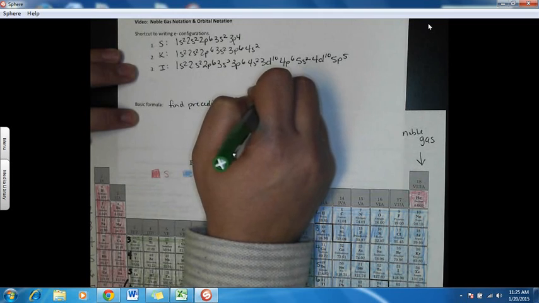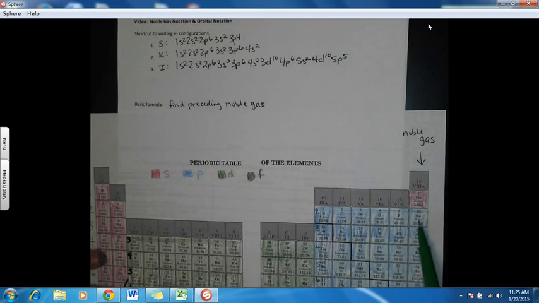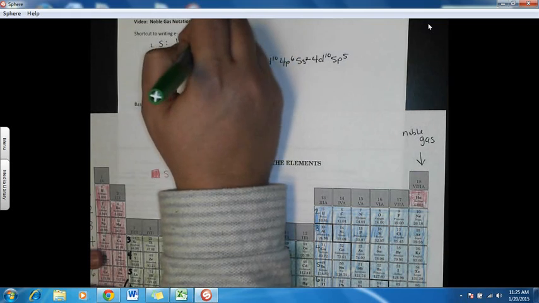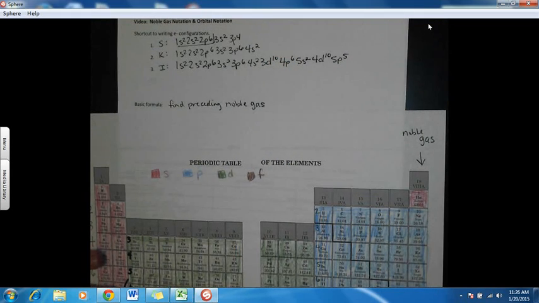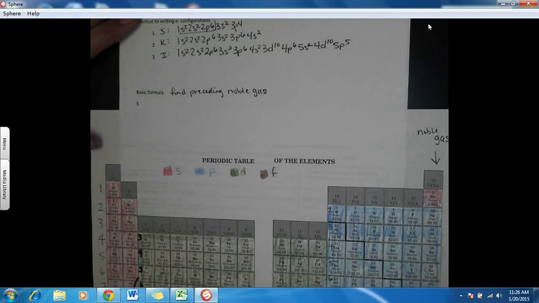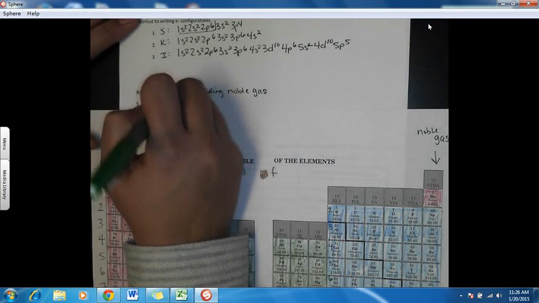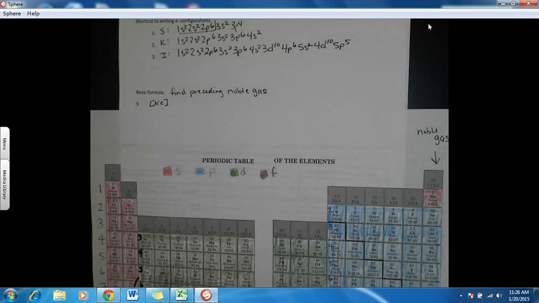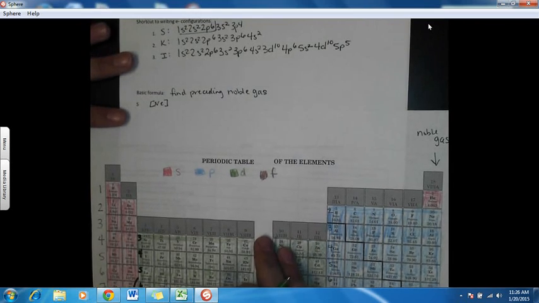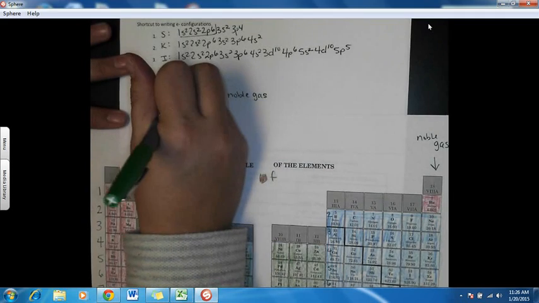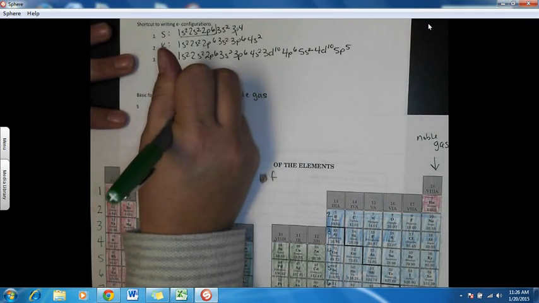Right? And so for sulfur, that would be neon. And if you remember, neon's configuration ends in 2p6. So it has 1s2, 2s2, 2p6. And so what we do is we replace those electrons with just writing neon in brackets, which would mean we have all these same electrons as neon in sulfur, and then we also have 3s2, 3p4.